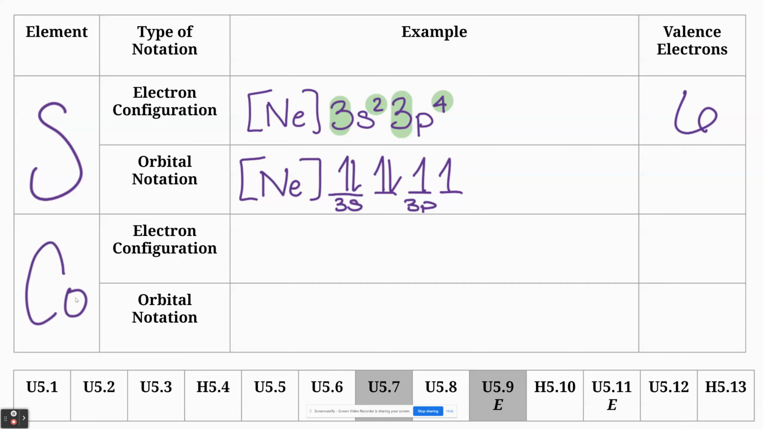Our next example is cobalt. So take a moment, you can pause the video here and try to do cobalt on your own.